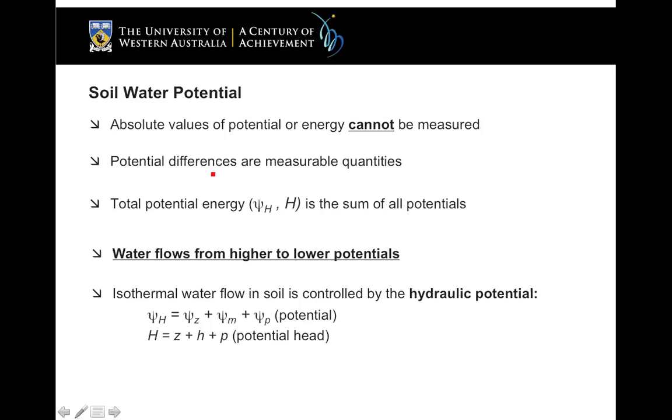So potential energy differences are measurable, unlike the absolute values. The total potential energy, or total potential head, is the sum of all those potentials. For example, the total potential head, H, is equal to the elevation potential or gravitational potential, the matrix potential, and the pressure potential. Sometimes we use these different terms interchangeably, so we might use the psi term with H, Z, M, and P representing each of these.